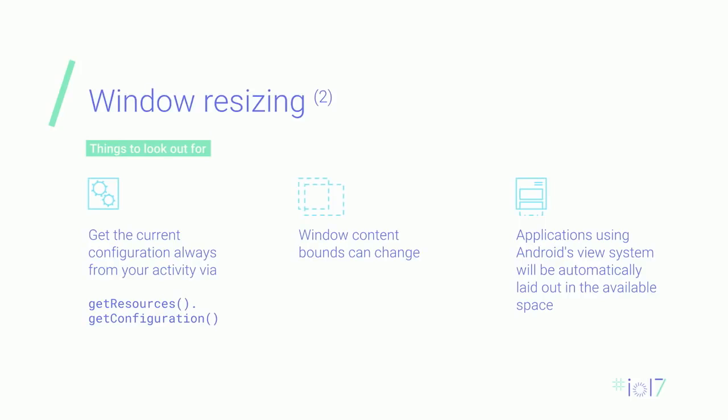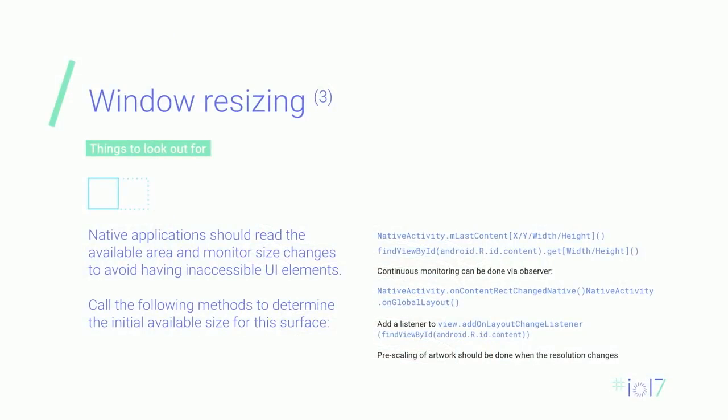If you're using the layout system, everything will be done automatically. Otherwise, you have to take care of it yourself. You can do that via OpenGL, which is then resizing pretty nicely. If you have a native application, you should get the start size, looking at the mLastContent X, Y, width and height. You could also use your content, and you should definitely listen to all the changes which are coming down the pipe via the listeners. So definitely look at any kind of changes which can happen to the layout and or your window size.